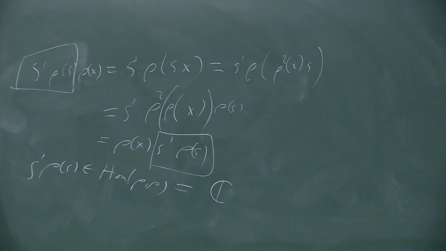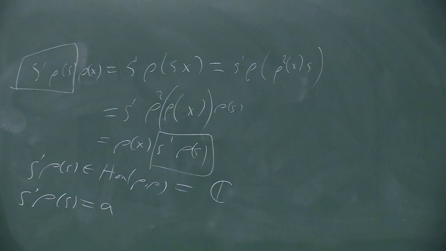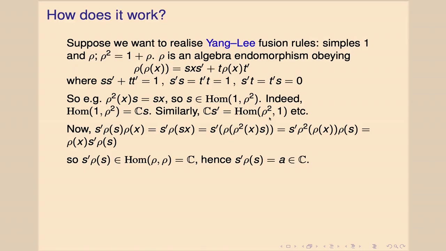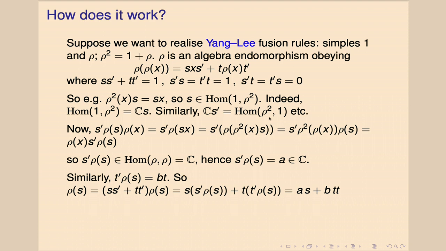So what we've learned is a very important fact, that S prime times rho of S is equal to some complex number that I call A or alpha. We'll find out. A, we call it A. So it's just some random complex number. And maybe that's enough for calculations for now, because I'm taking way too much time. And similarly, you get that T prime times rho of S equals B times T. So let's just trust that. It's the same exact calculation, nothing deeper.